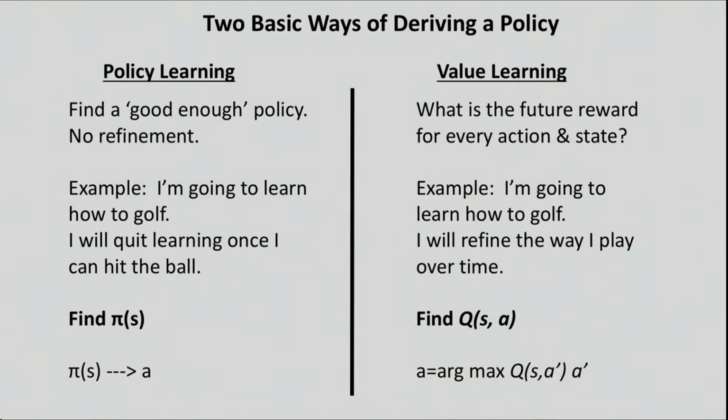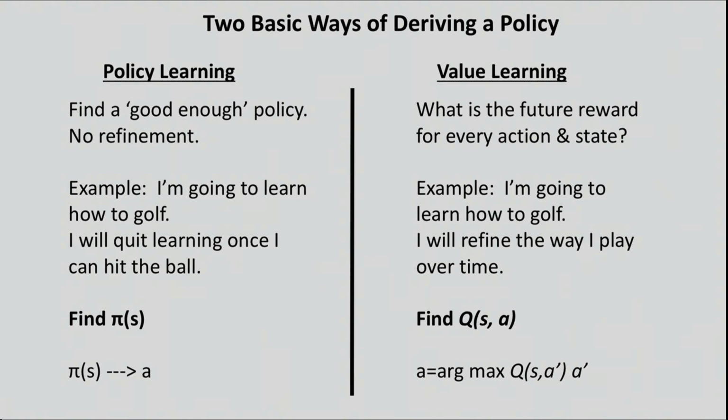Now, there are two basic ways of deriving a policy. There's what I'll call a good enough policy with no refinement. You get to a certain level, and that's about it. You're going to stop getting better, if you will. Value learning is about getting continuously better over time through rewards. And this is where, on the bottom right side of the slide, we're going to find Q state action pairs, Q values. We'll talk about that in more detail, but Q value learning is a key component of the networks we're going to talk about.